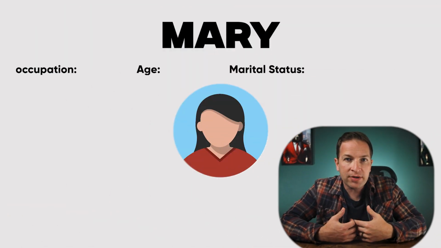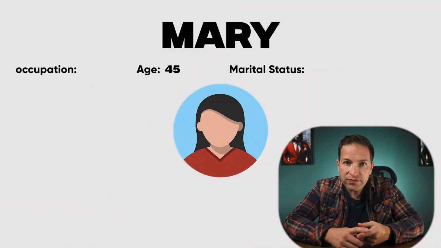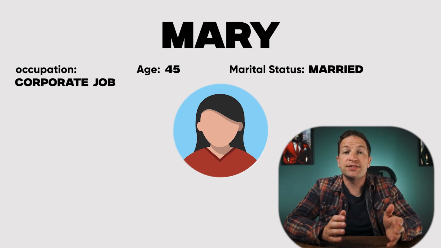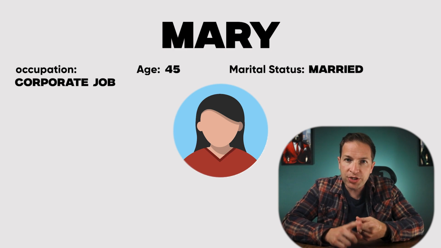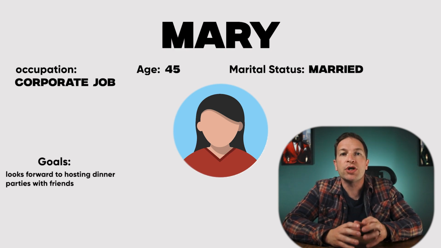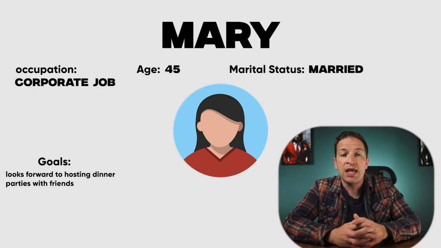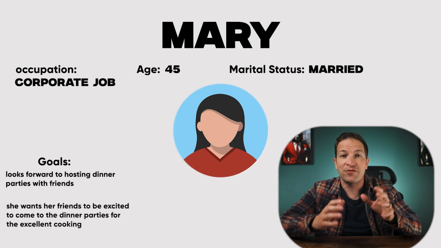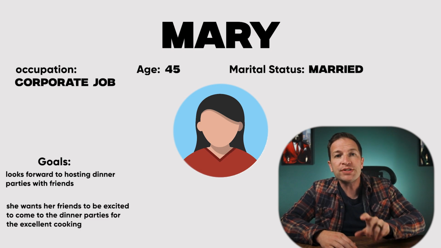My customer avatar is named Mary. Mary is 45, she's married, she works a corporate full-time job, and is upper middle class. She really enjoys cooking and particularly looks forward to hosting dinner parties with friends. And she wants her friends to be excited to come to those dinner parties for the excellent cooking, and she's always looking for recipes to make that will impress her guests.